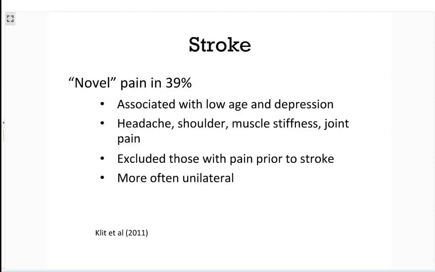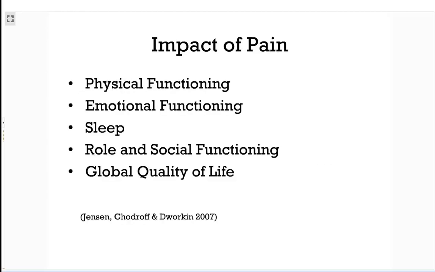Again, descriptions of these sorts of pains, headache pain, shoulder pain, muscle stiffness, joint pain, nothing too different there. But this presence of new pain, at 40%, didn't include those who had pain prior to their stroke. So we also need to consider that 25% of people coming into stroke already have a chronic pain state. These new pains, as we would expect, more often than not unilateral.